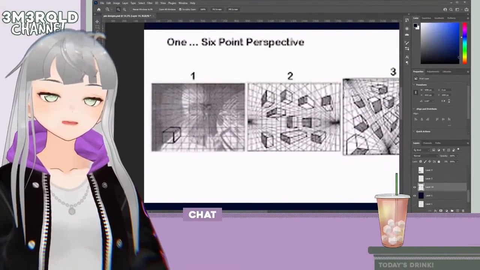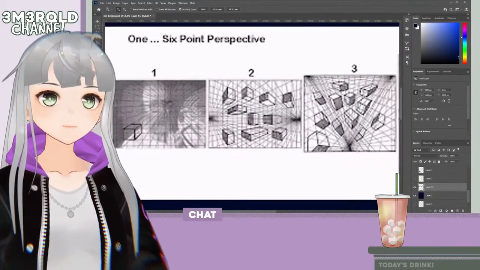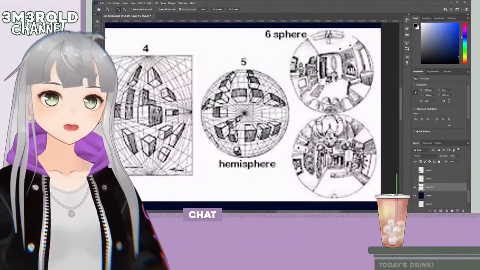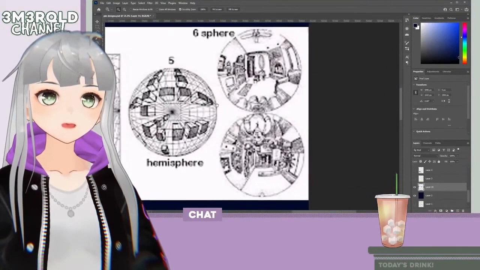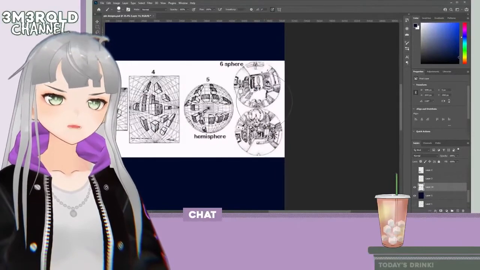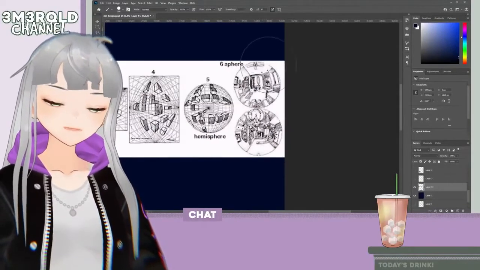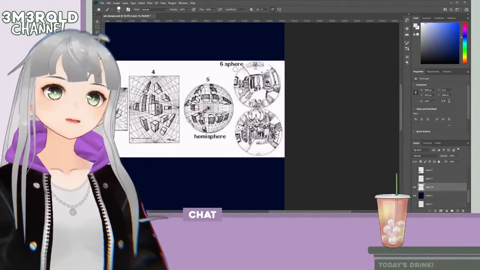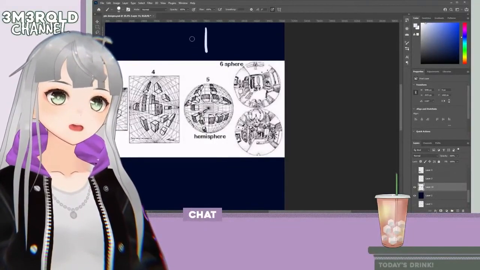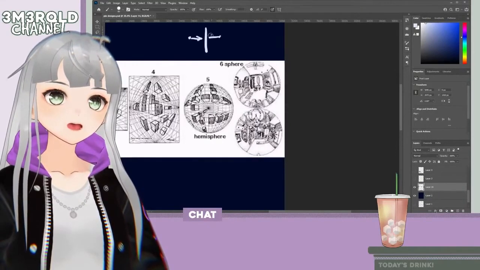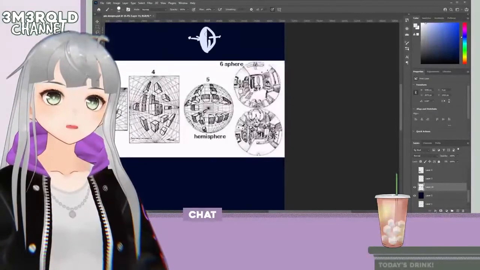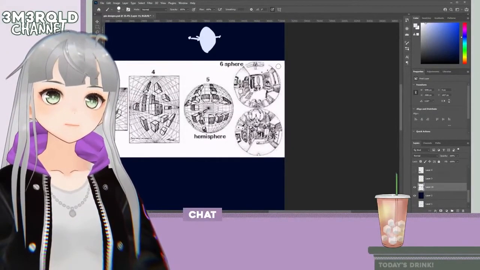So this is what we've covered already, right? 1 point, 2 point, 3 point, 4 point, 5 point. And 6 point is a sphere. They're showing both sides of a sphere, and that is 6-point perspective. So they're showing both sides of that window I mentioned, right? I mentioned how there's a window and you can look through the window through both sides. They're showing the view from this side of the window as well as this side of the window, which makes a sphere.